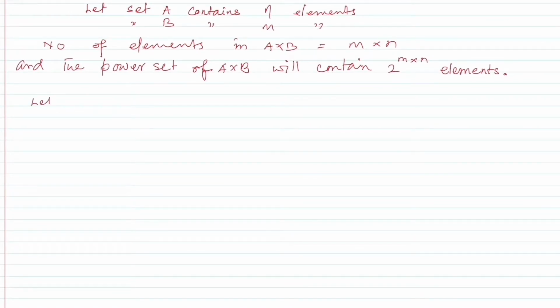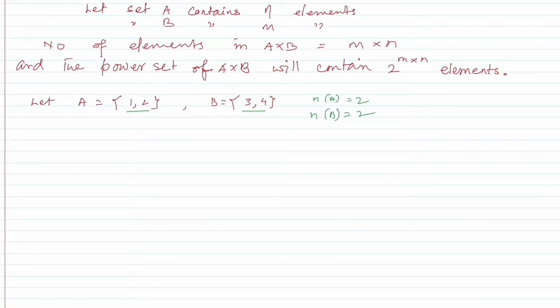Suppose set A contains the elements 1 and 2, and B contains 3 and 4. Here, A contains 2 elements and B also contains 2 elements. The number of elements in set A is equal to 2, and the number of elements in set B is also 2.